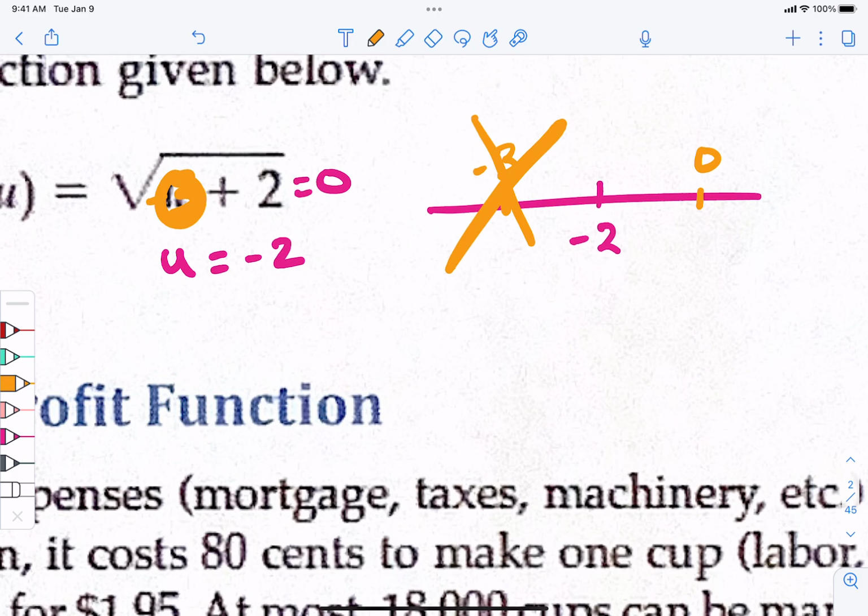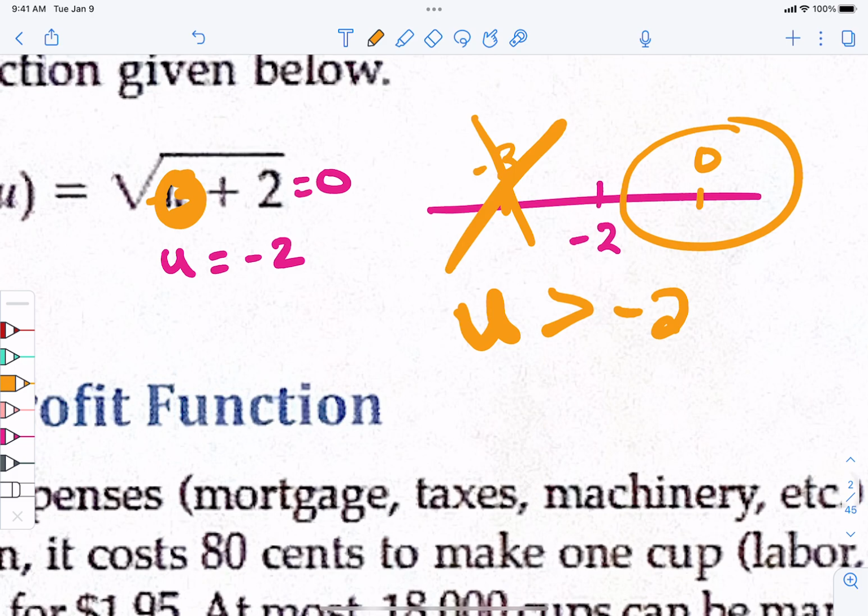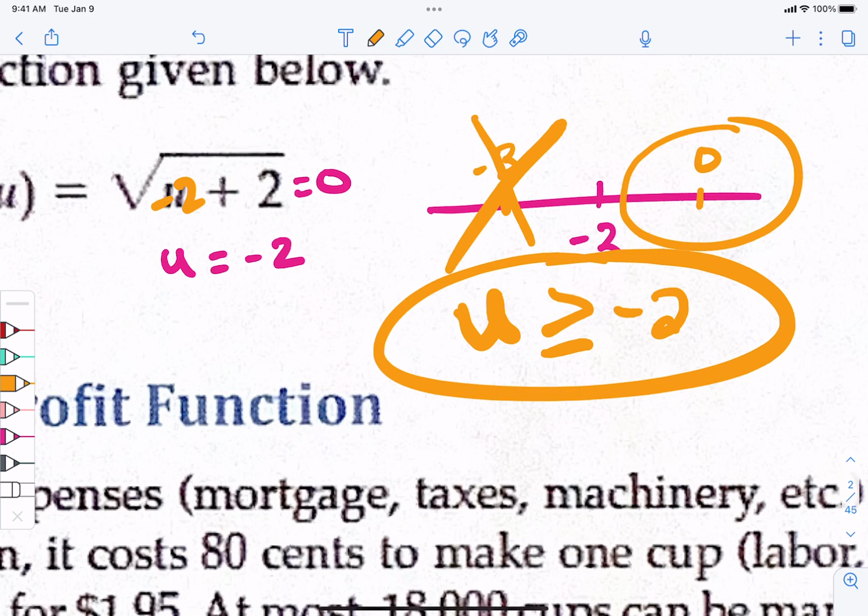Yes, it's not nice. It's a decimal, right? But you can do it, right? So x, or u in this case, has to be greater than -2. Can it be -2 exactly? Yes, -2 plus 2 is 0, and we can take the square root of 0, so that is fine, okay? So do you see how a square root is a little bit harder than division by 0? Not as bad, kind of icky, right? Use the number line to figure that out, okay?